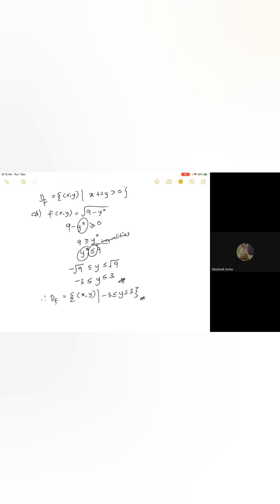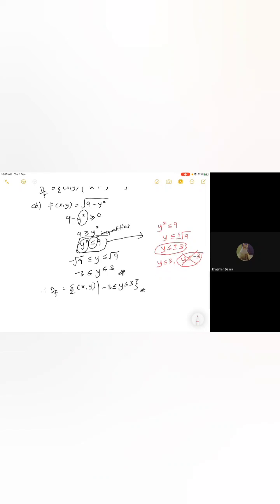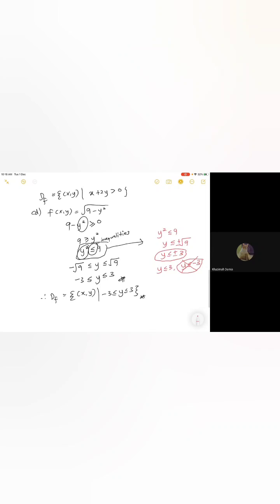Okay, from here, you jangan buat macam ni. You know it's y squared less than or equals to 9. Then you buat y less than or equals to tambah tolak square root 9, so y tambah tolak 3. If it's like this, then the first one is y less than or equals to 3. The other one is y less than or equals to negative 3. Okay, the problematic is here. Let's say y less than or equals to negative 3.